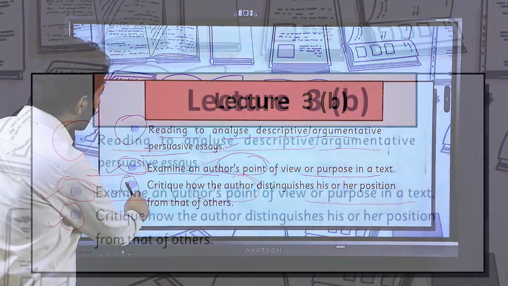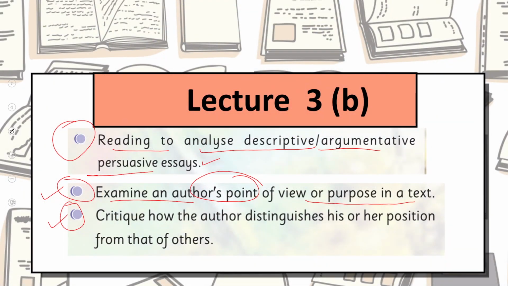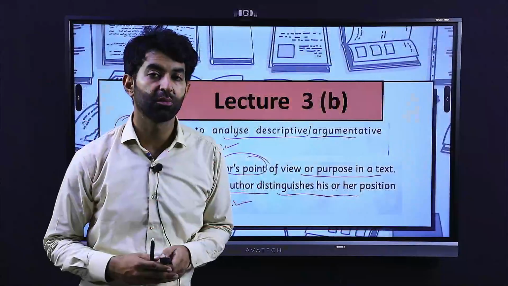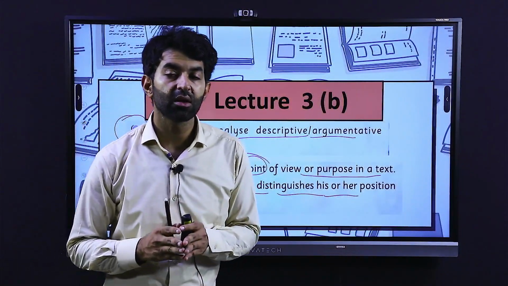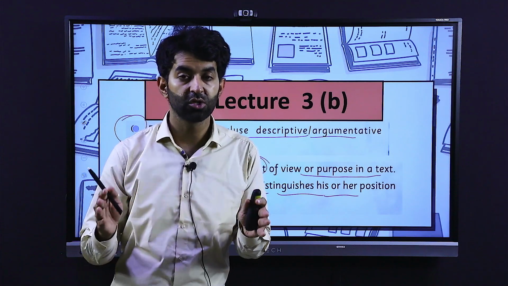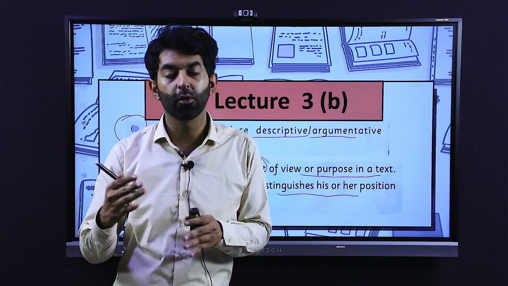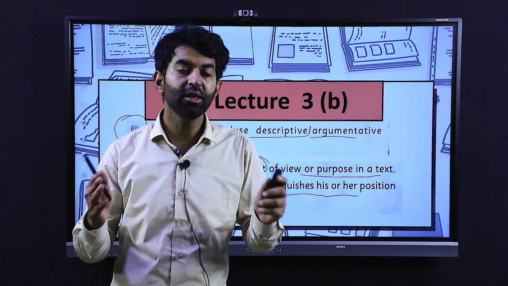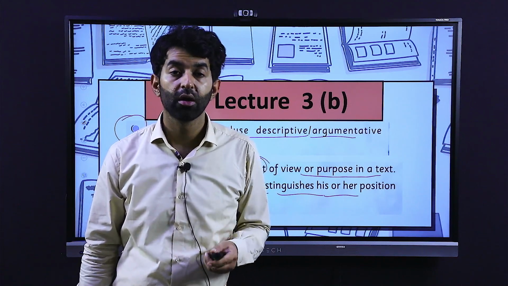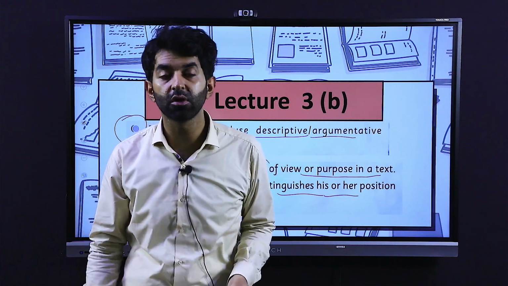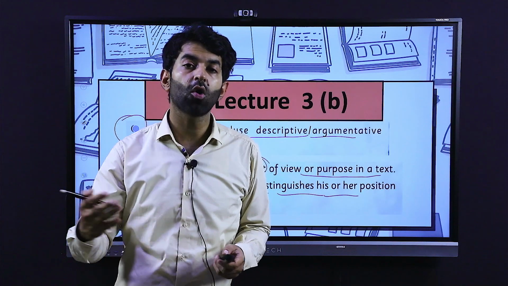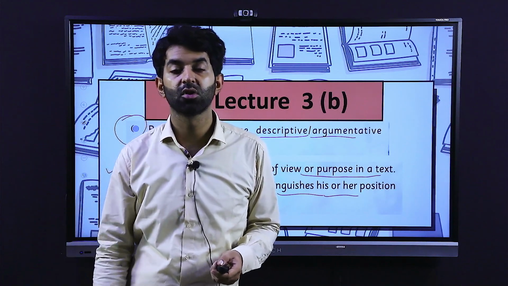And the last learning outcome of lecture 3B, we will talk about critiquing how the author distinguishes his or her position from that of others. So critical analysis is very important. We will see how an author is achieving a position, what he is talking about, what the intention is, and how it is different from other opinions and other things as well. So all these learning outcomes are catering to your reading comprehension so that you become good readers and answer all the relevant questions that are asked after reading.